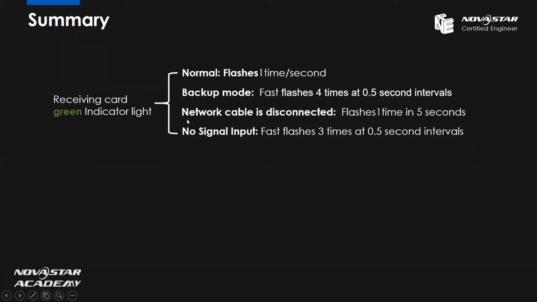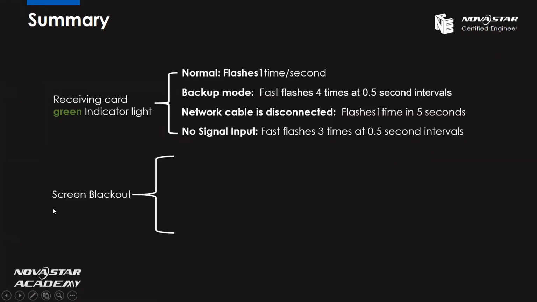And if the network cable is disconnected, the green indicator light flashes once in 5 seconds. And if there is no signal input, the green indicator light flashes very fast. It flashes 3 times at half a second intervals.